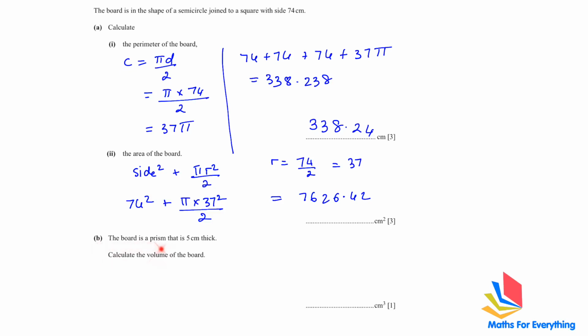Part B. The board is a prism that is 5 centimeters thick. Calculate the volume of the board. To find the volume of the board, we will multiply the area, which is 7626. We can just take the whole number without decimal by 5. And we will get 38130 cubic centimeter.